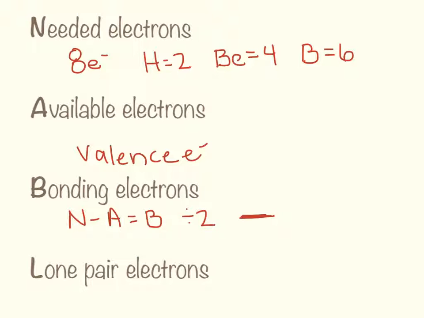L represents the lone pair electrons, and it's the difference between A and B. So A minus B will give us the lone pair electrons. We're going to divide that number by 2, and that's going to tell us how many lone pairs we're going to place in our Lewis structure.